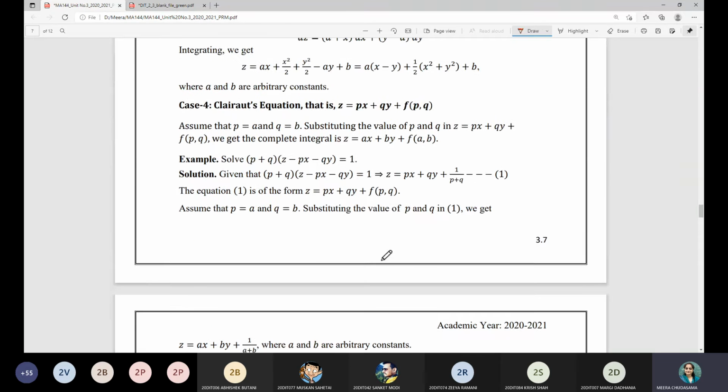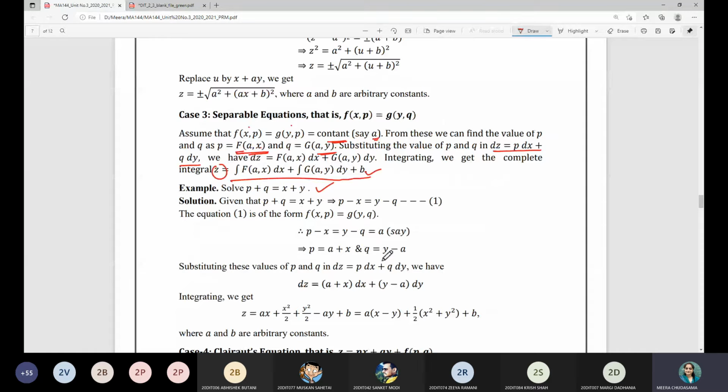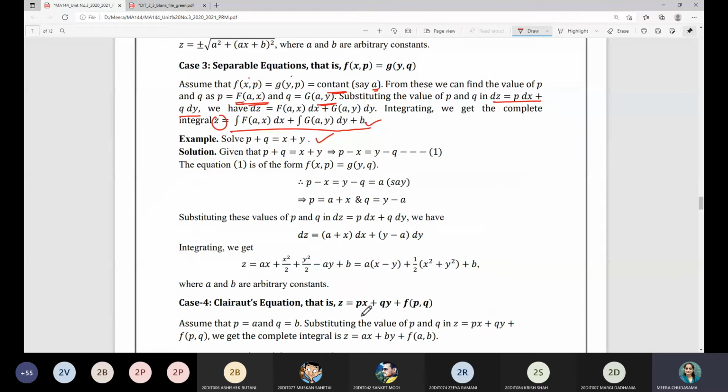So it will involve px, qy and some function of p and q. So assume that p is equal to a, q is equal to b. Substitute the values of p and q in z is equal to the given expression, right? We get the complete integral as this one. That is what the procedure is.